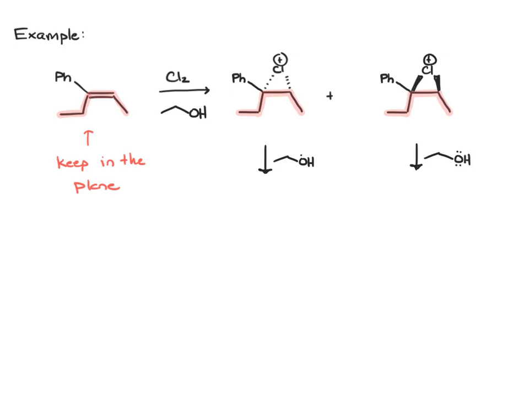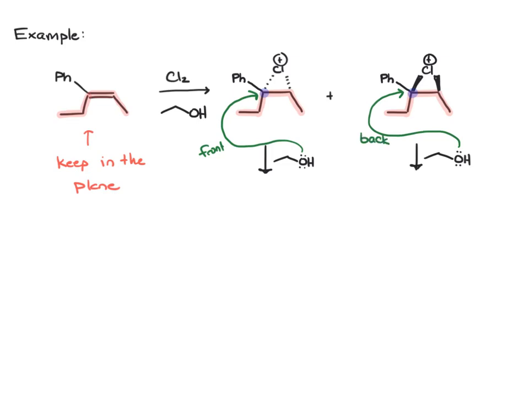We know from our previous discussion that the ethanol will add to the most substituted carbon, which is going to be this carbon. And in the first case, because the chloronium ion is back, the ethanol is going to come in from the front. In the second one, because the chloronium ion is out in the front, the ethanol will add from the back.